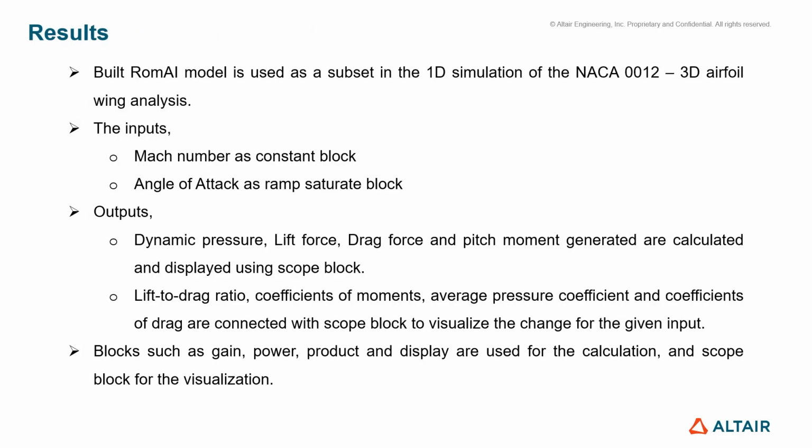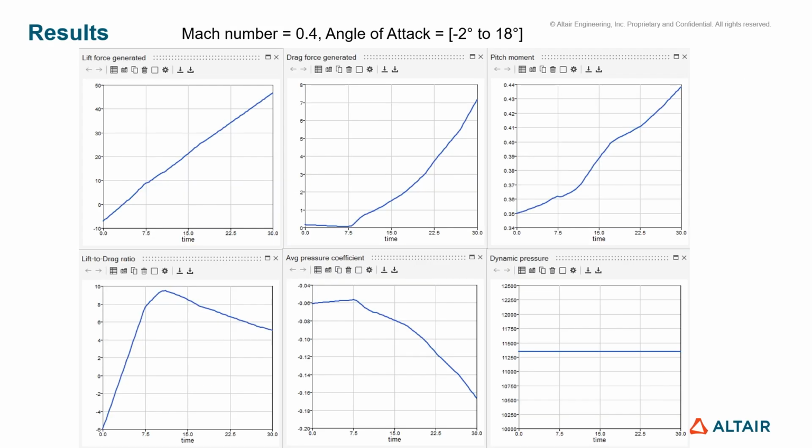In this example, I have set a constant Mach number of 0.4 and I am changing the angle of attack from -2 to 18 degrees. Just like that, you can see the results pop up in real time. Get instant calculation for lift force, drag force, lift to drag ratio and all other coefficients. This process takes less than a second. These are the plots generated from the 1D simulation.